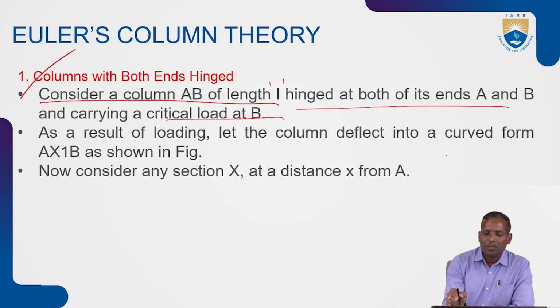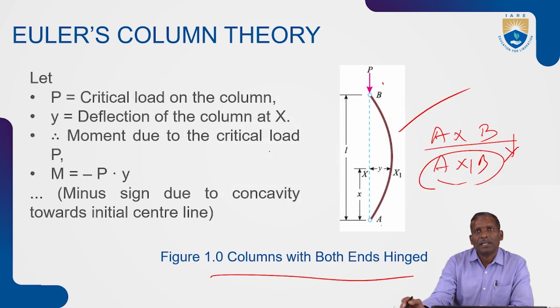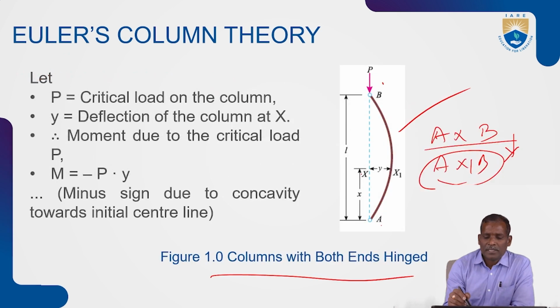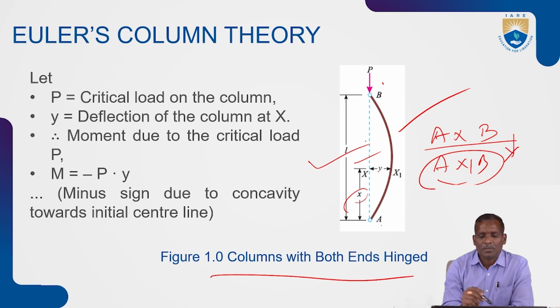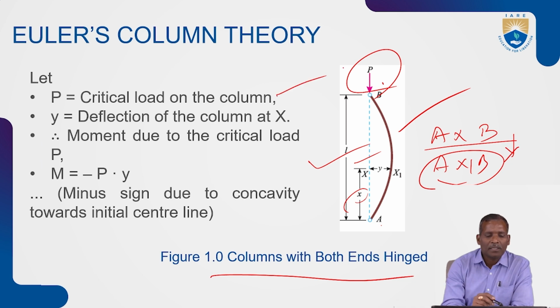So here the column deflects into a curved form AXB as shown in the figure. For a section X at a distance small x, and length also given, the axial load is shown here. Let P be the critical load on the column, and the deflection of the column at X be Y, that is, small y.